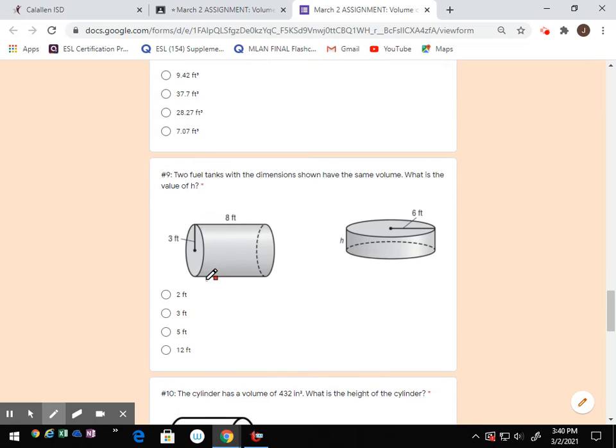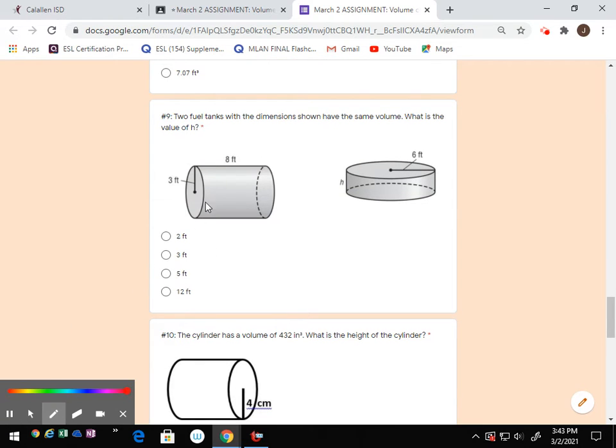Okay, number 9 says two fuel tanks with the dimensions shown have the same volume. What is the value of H? If these two cylinders have the same volume, they're equal to each other. Think about it like that. On this one, let's find the volume since we're given both the radius and the height. On this one we're missing the height, and we need to find the value of this height.